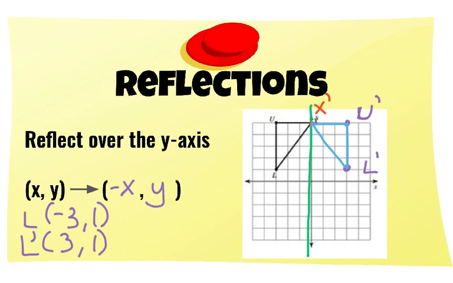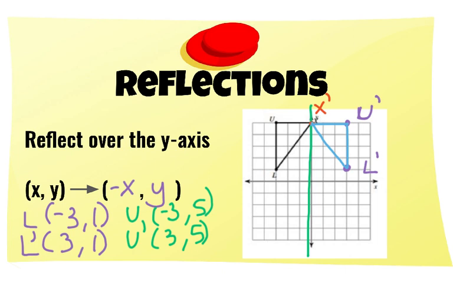Let's go ahead and check that that's true for all of our other points. U was at -3, 5. And now my U prime is at 3, 5. Well, my x value changed to its opposite, and my y value stayed the same.